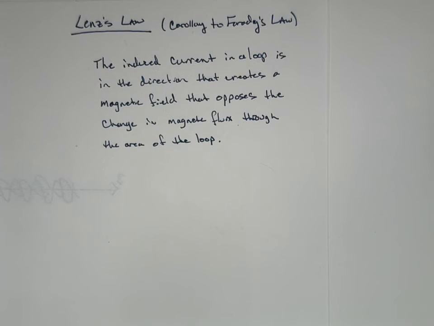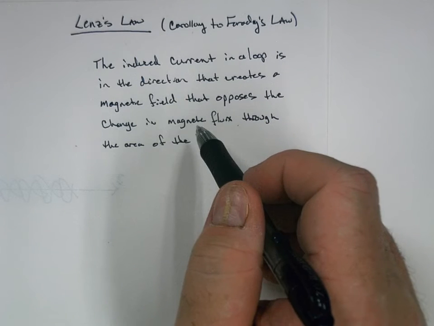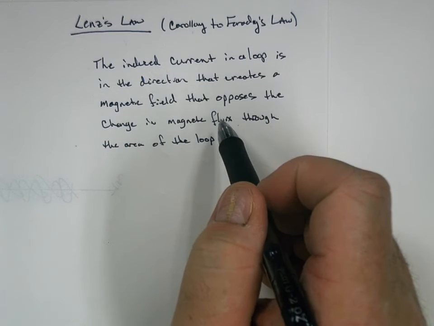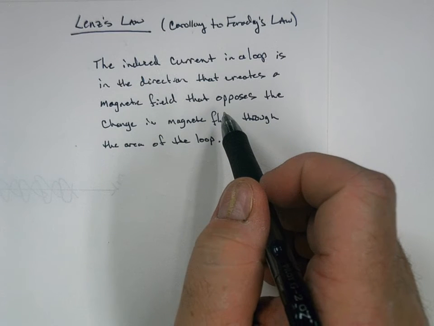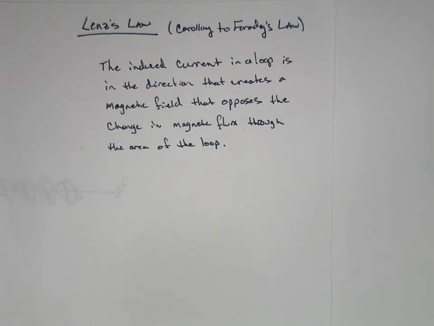Which is really exactly the same thing as Faraday's law. It's just that instead of stating it in terms of EMF and voltage, it's stated in terms of the current. The current that is induced is in the direction that creates a magnetic field that opposes the change in the flux through the area of the loop. It's structured almost exactly the same as Le Chatelier's principle, that a system at equilibrium will react in a way to oppose the change. It's the same idea. So we're going to try and draw this and put it in a little perspective here.